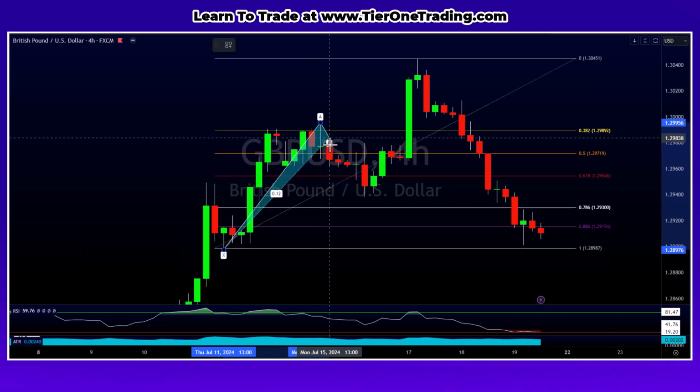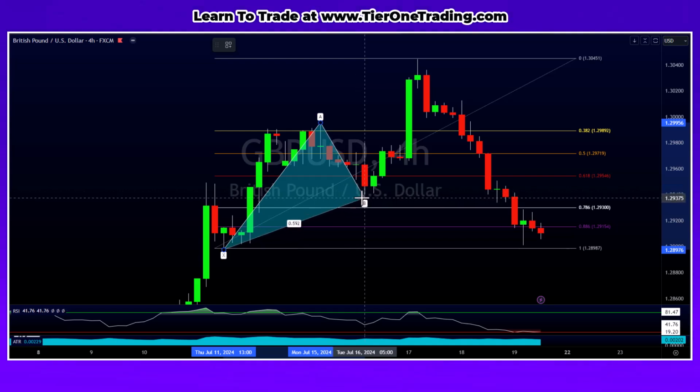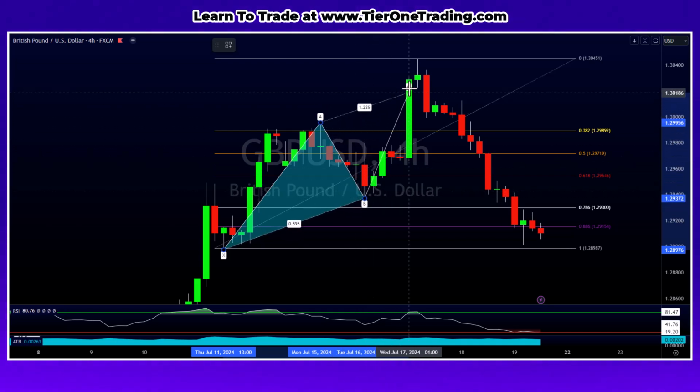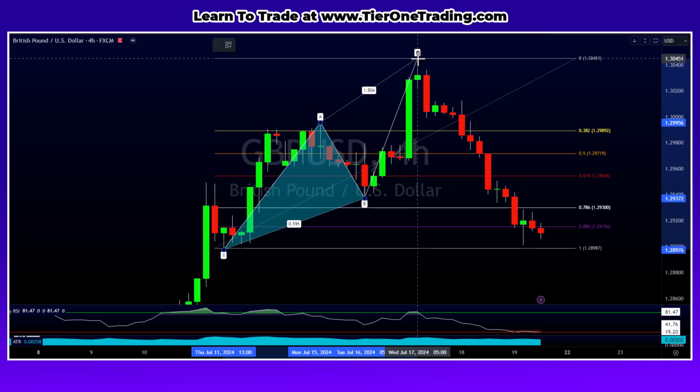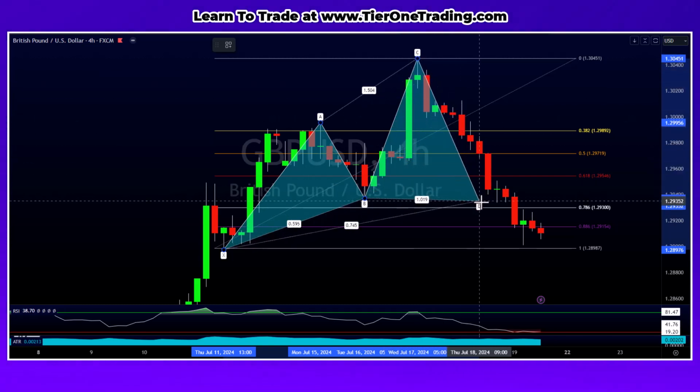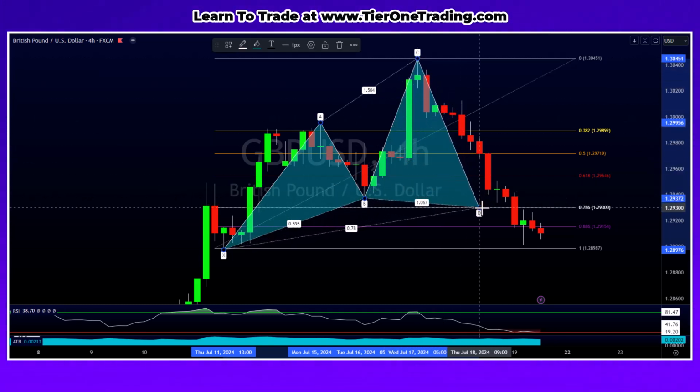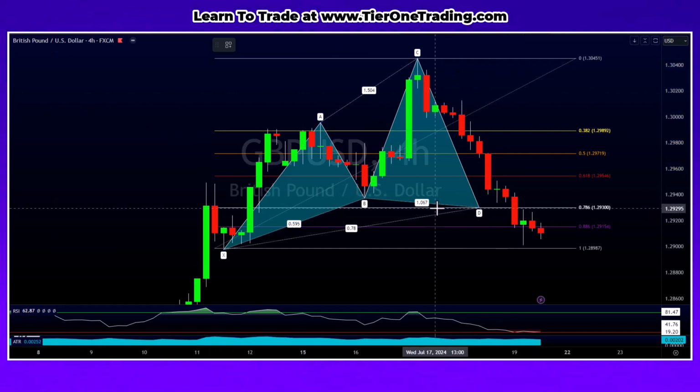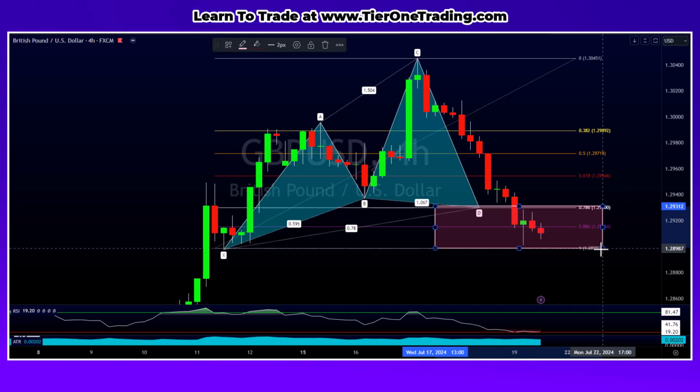That's going to be our X to A. Our first retracement is going to be our A to B. Then we get an extension, which ends up being our B to C. And then a move back down to our 786 is going to be our C to D, with the zone going from our 786 all the way to the low of our X.